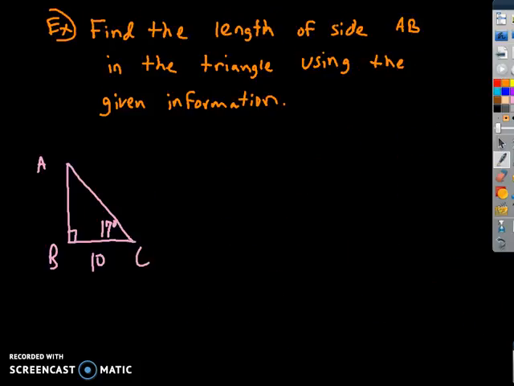All right, first example says find the length of side AB in the triangle using the given information. So here's side AB. They didn't give it a letter, so I'm going to call it X. Calling that side X. So if I want to find the length of that side, this is what they gave me. They gave me an angle here, and they gave me a side next to it. So let's try to use sine to see if we can find that side length.